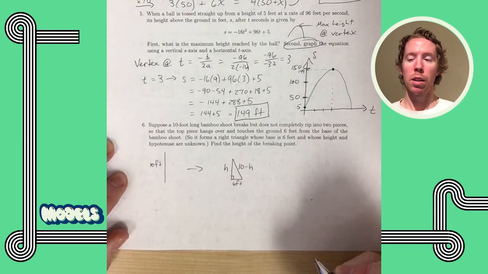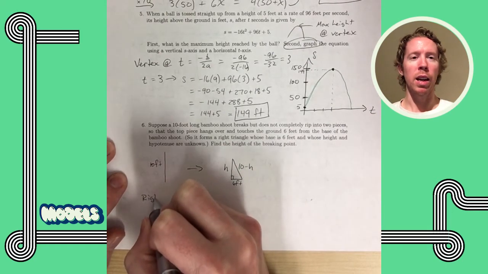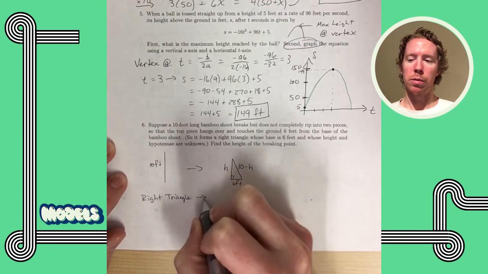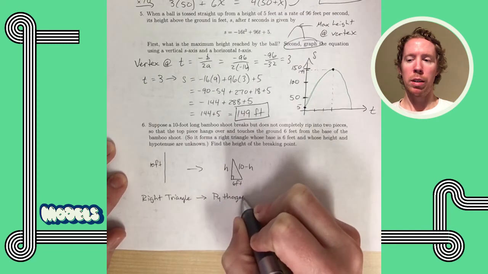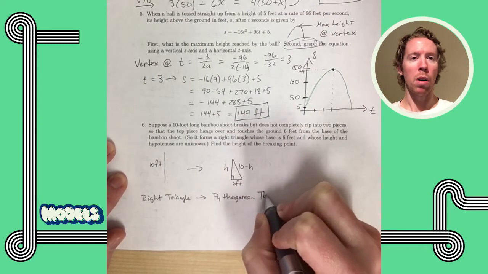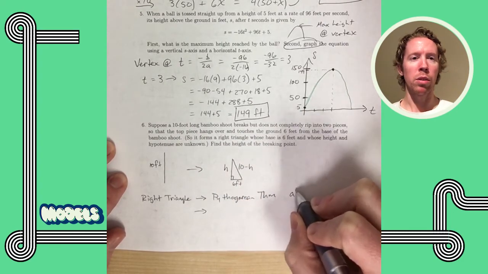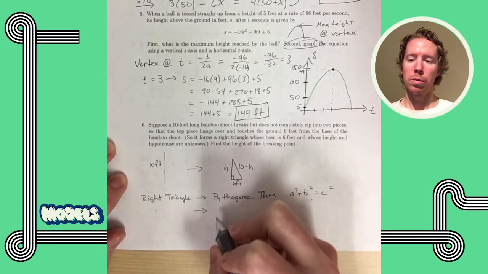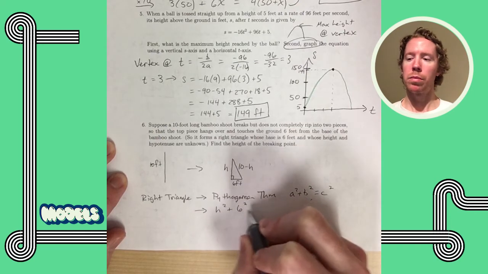Now we can figure out exactly the height at which the bamboo broke off, because we know the full height is 10. So if we call the new smaller height h, then the other piece that's forming the hypotenuse of the right triangle has to be 10 minus h. So h plus 10 minus h equals the full length of 10.